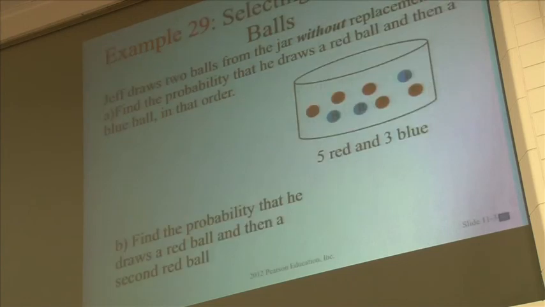More balls and jars. Here we go. 2 parts to it. Find the probability that Jeff draws a red ball and then a blue ball in that order. So, we would take the probability that he draws a red ball, just R. And then we multiply it times the probability that he draws a blue ball. I'm color coding just for you. What's the probability that he draws a red ball?